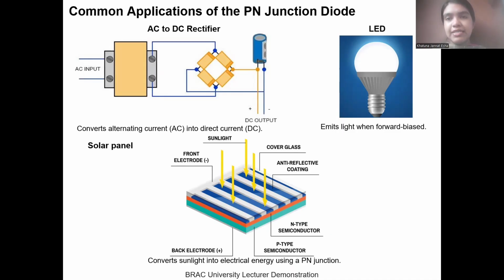In case of an LED, the diode normally gets forward biased, and the LED emits light. In a solar panel, the PN junction diode helps sunlight get converted into electricity with the help of the photovoltaic effect. So these are some applications of the PN junction diode.